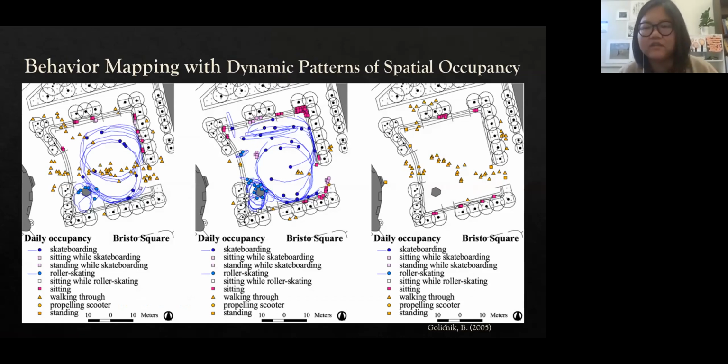But right now, because technology evolves, we can record more data. This is actually also done by a scholar graduated from University of Edinburgh, Goliknik, and she mapped out how the skateboarders are using the space. So not just where they are located as a dot, but how they are actually circulating in the plaza to showcase some of the movement that we could not easily capture beforehand.